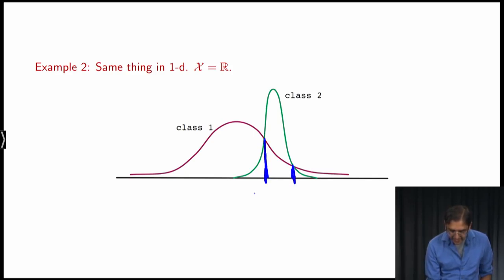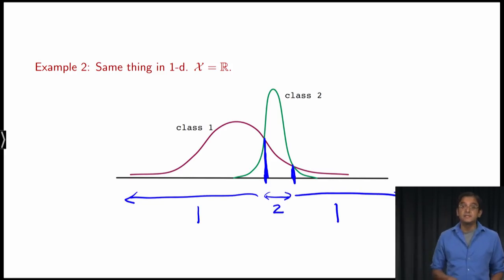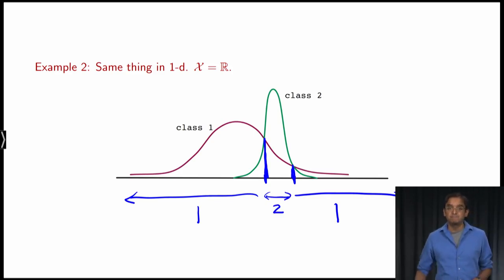This is the boundary. Everything over here is class 1. Everything over here also gets classified as 1. And the stuff in the middle over here gets classified as 2. Okay?